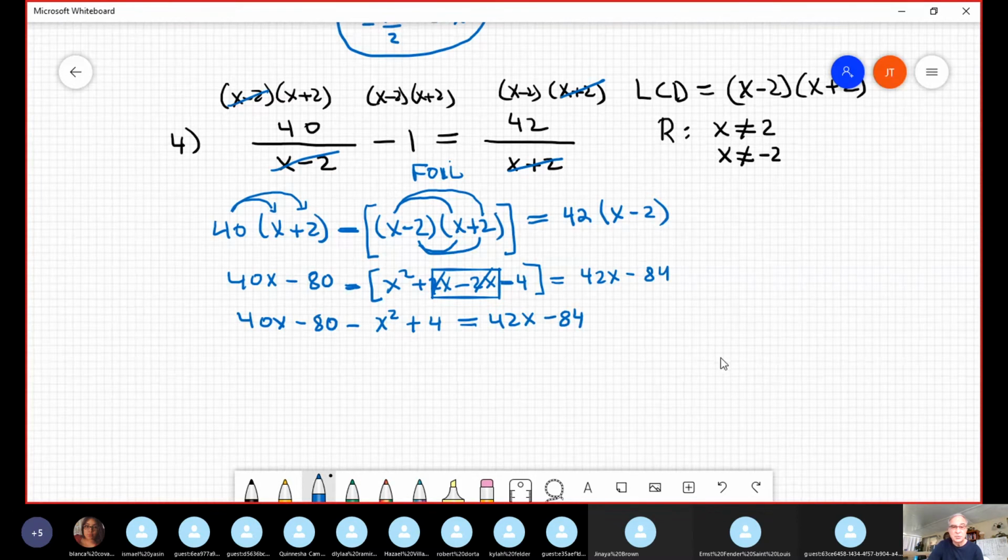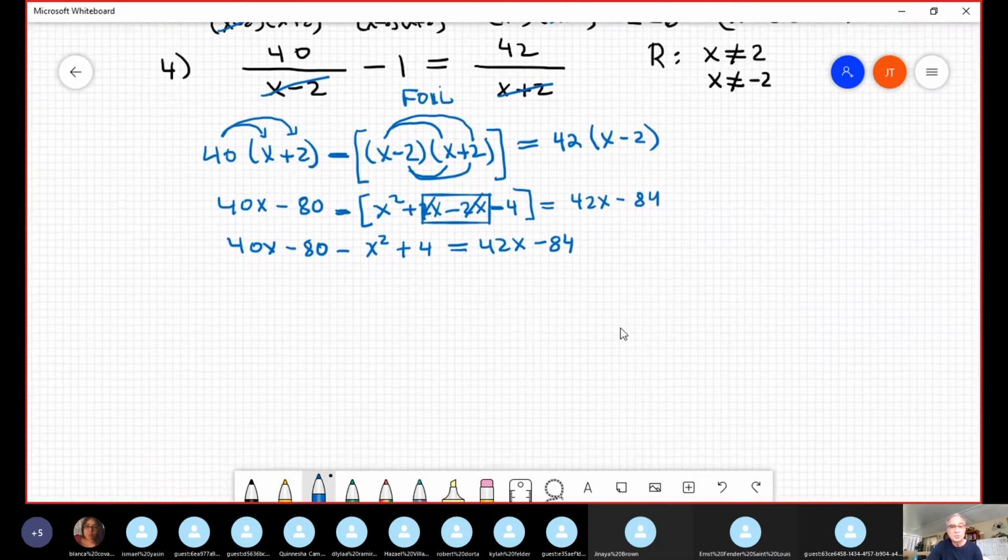Little by little, guys, you reduce the equation. This is a process, this is the algebra process. We combine this and this. It is 80 minus 4, 76, no? So it's 40x minus 76, the combined minus 80 plus 4, minus x squared.